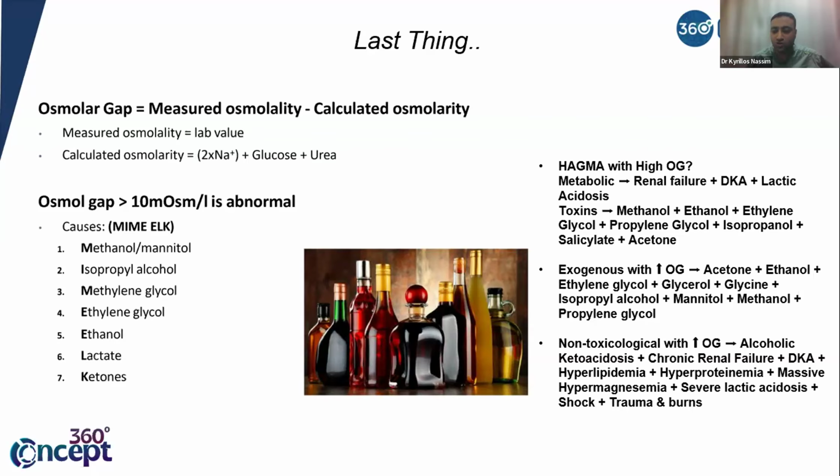Which we have here. It's always related to alcohol, and there are also non-toxic substances related to increased osmolar gap, which here are chronic renal failure, DKA, and hyperlipidemia. You can take a screenshot, or we can send you the PDF of this lecture in the group. You will have all the answers.